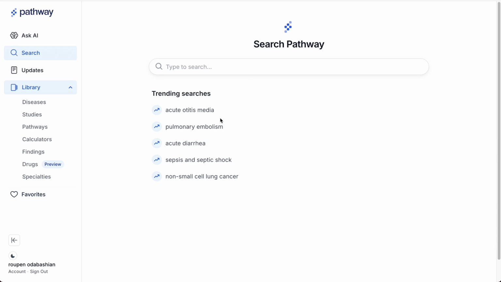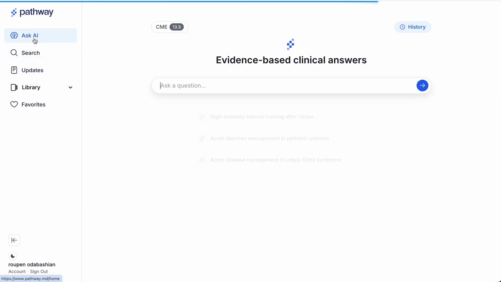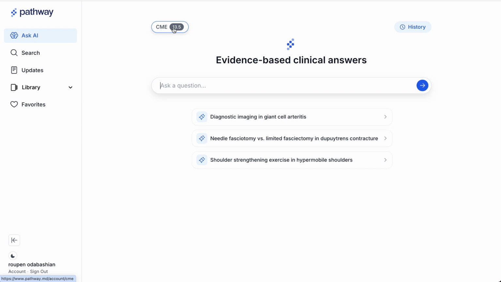In the middle, we have the chatbot. I'm just going to go back to the Ask AI. We have here the CME credit, continuing medical education. So as you use the app, or the software, it will accumulate continuing medical education credits. And also here is the history of previous chats. So in summary, the user interface is nice and sleek, and we have many options on the left side, which we're going to see in the next chapters.